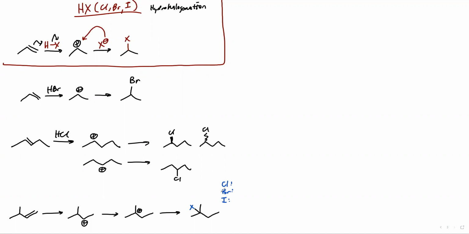HI is the best halide in acid. HCl is the worst halide in acid. So if I use the best nucleophile and I look at the product distribution for rearranged and non-rearranged, let's actually draw both of them. So I'll put rearranged here, and then let's put the non-rearranged product here.